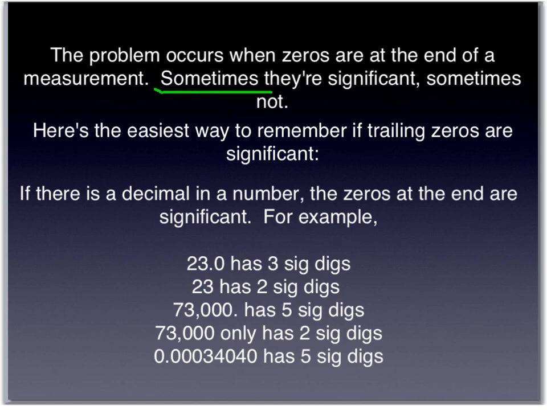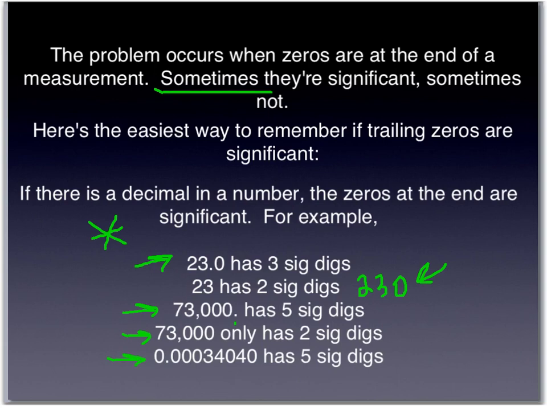Here's the easiest way to remember it. If the number has a decimal in it, then the trailing zeros, the zeros that come at the end, are significant. So 23.0, notice the decimal, that trailing zero counts. That has 3 sig digs. 23, actually what I should have put is 230. 230, notice there are no decimals there. That only has 2 significant digits. This number, because of that decimal at the end, it has 5 sig digs. All those trailing zeros count. But this number, with no decimal, would only have 2 significant digits.